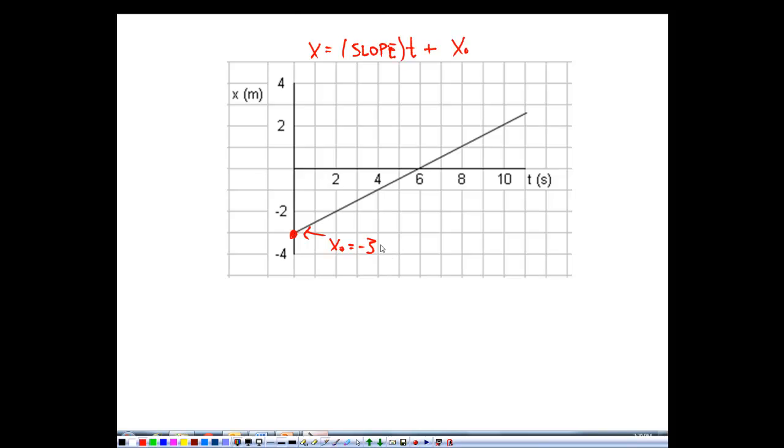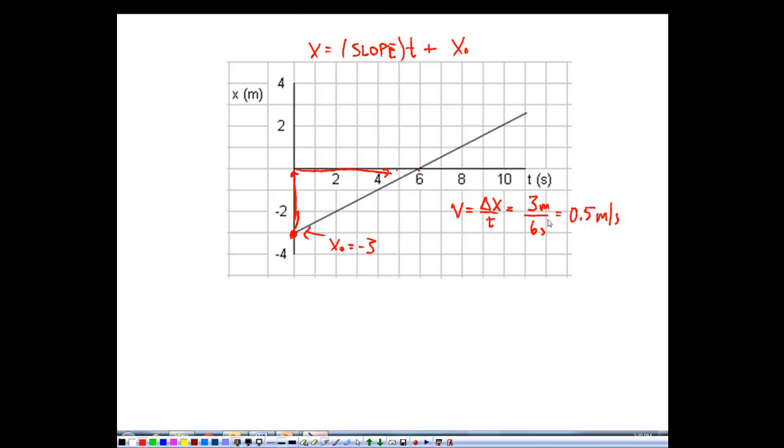And if we look at our line, our slope is going to be the rise here and the run here. So our slope is going to be delta x over t. If we just look at the little triangle I just drew, we go from -3 to 0. So that's 3 meters over 1, 2, 3, 4, 5, 6 seconds. So our velocity is 0.5 meters per second.